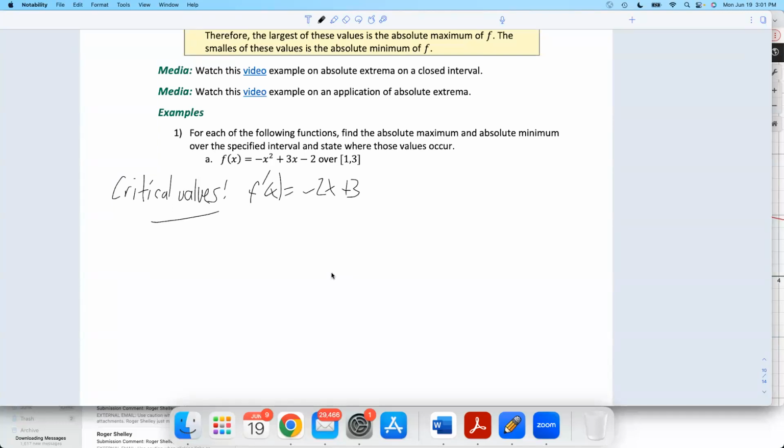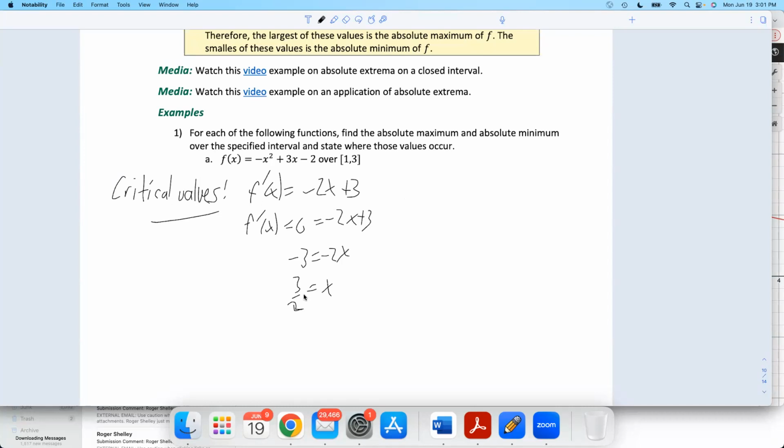Critical values occur where the derivative equals 0 or is undefined. Don't forget about that one. But that's a line. It's always defined. So set the derivative equal to 0. So we get negative 3 equals negative 2x. x is 3/2. That's inside my interval. I only care about values inside this interval. If I get a critical point that's not even in this interval, who cares? We ignore it, because at this moment we only care about stuff inside that interval.